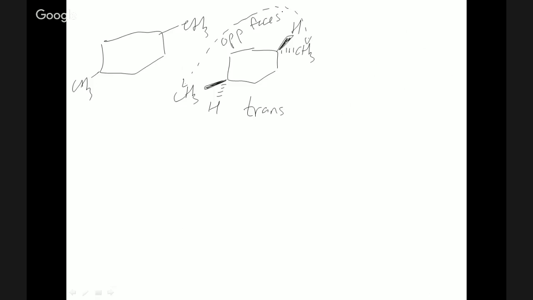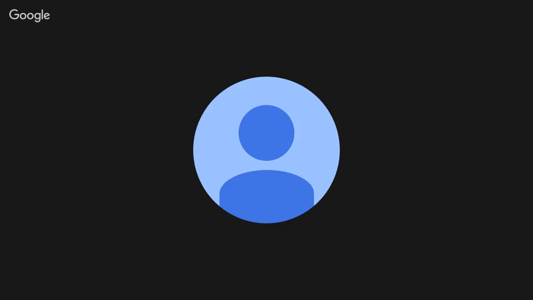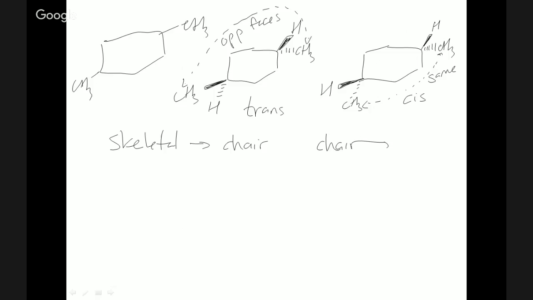Even though it's a chair conformation, you can envision a plane running through the cyclohexane. The CH3s are on opposite faces, whereas the cis, use alliteration, cis is the same. They're on the same face. Cis. They're on the same face. So what you need to be able to do is translate this skeletal representation to a chair, and a chair to a skeletal. So you've got to be able to go skeletal to chair, chair to skeletal, back and forth.